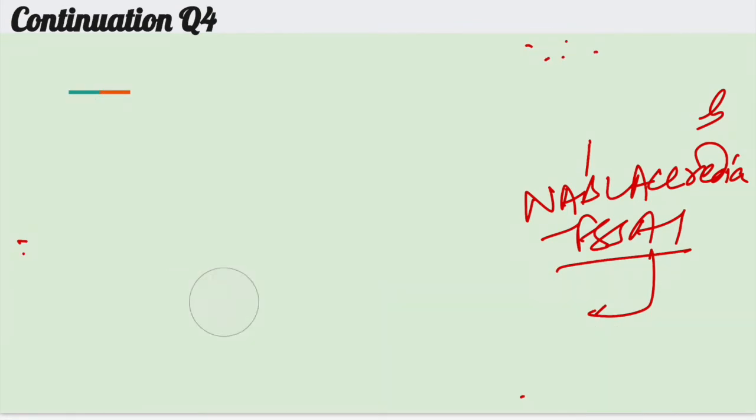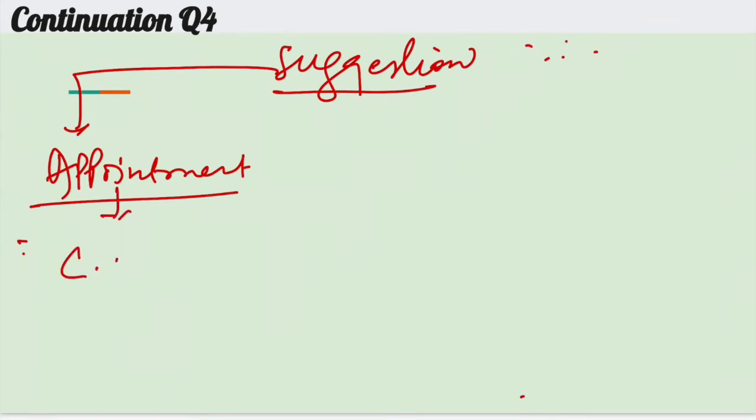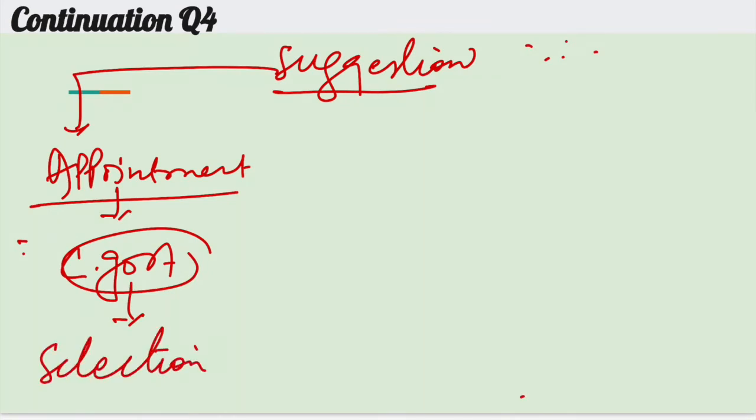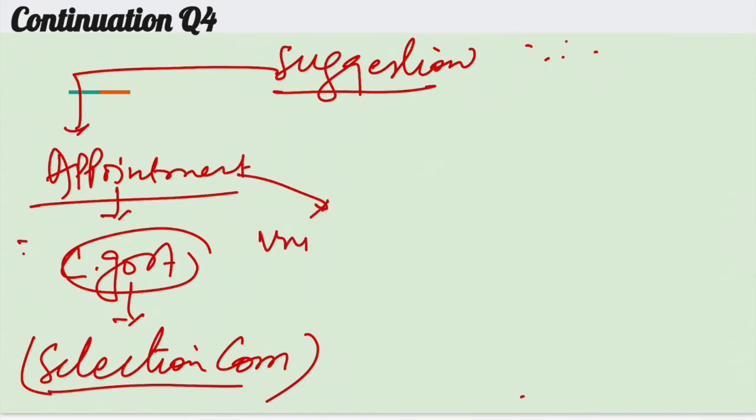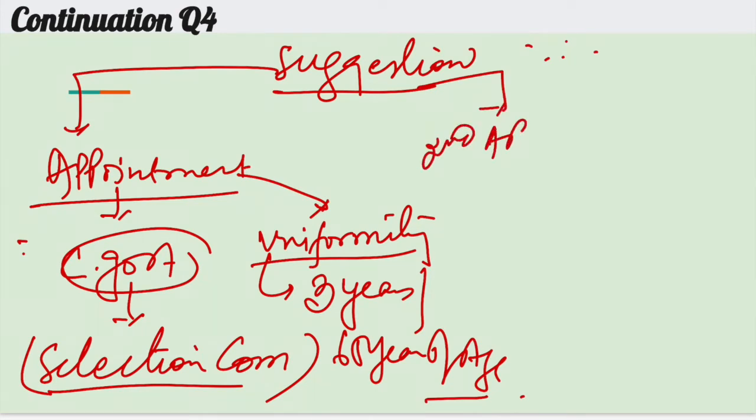So now we will move to the last part of the question, that is the suggestions which are required to be mentioned. Here you can talk about the appointment. Appointment of the chairman is being done by the central government even today, but the suggestion is that it should be done by the selection committee after names are forwarded, and there should be uniformity in the process of appointment and in the age and tenure of the chairman, that is, it should be 3 years or 65 years of age for all regulatory bodies.